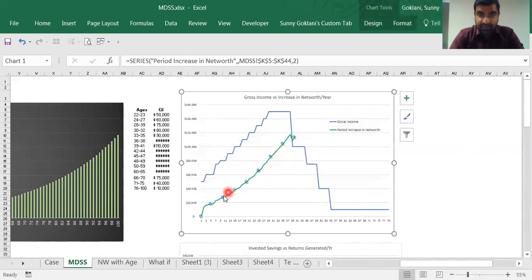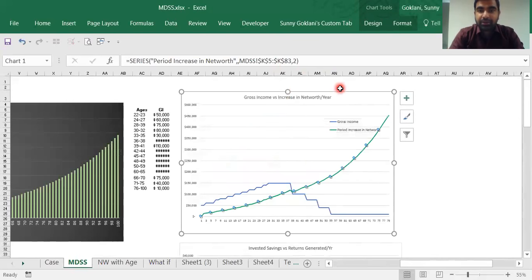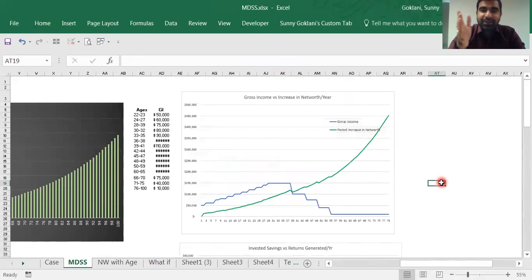Now this line is growing, and at the age of 50, where I've stopped it for now, it crosses your gross income. And if we increase this range to 83, which is, I believe, the year 100, look at this line. Look at this line. The later half of your life, your increase in net worth goes exponentially. The moment you start making less and less money after 50, your net worth is growing so fast, and exponentially, if, of course, everything else stays the same, which we'll talk about.